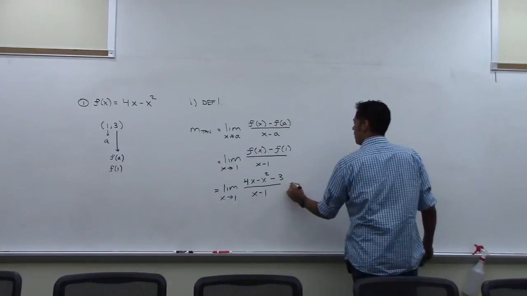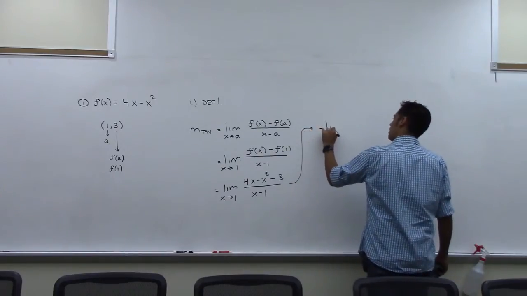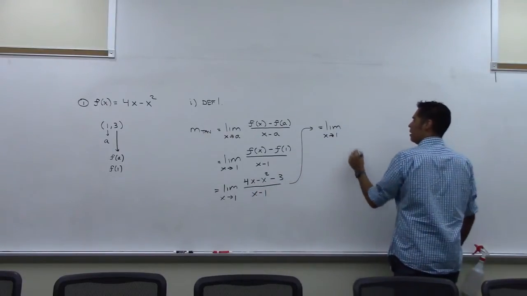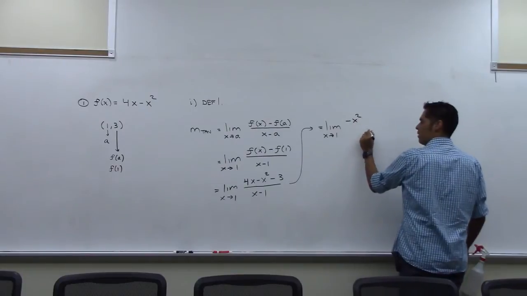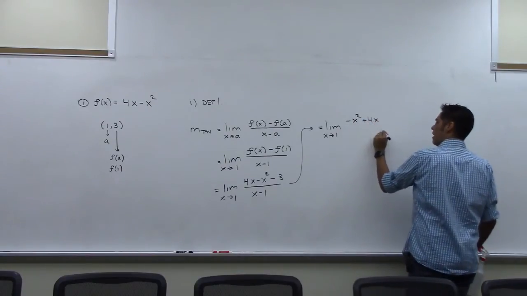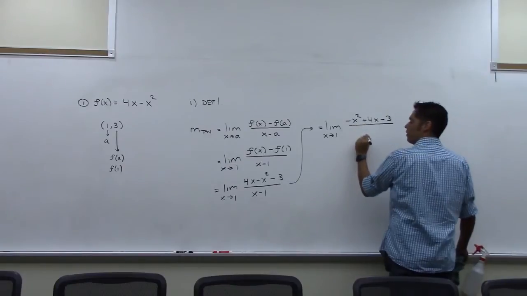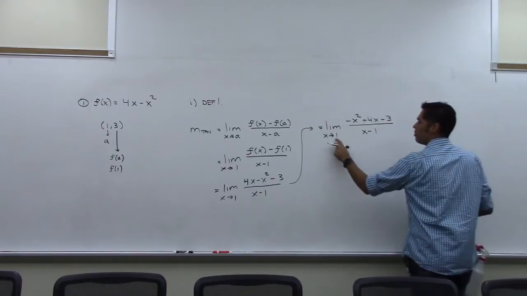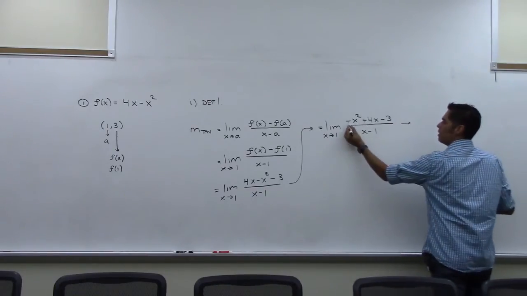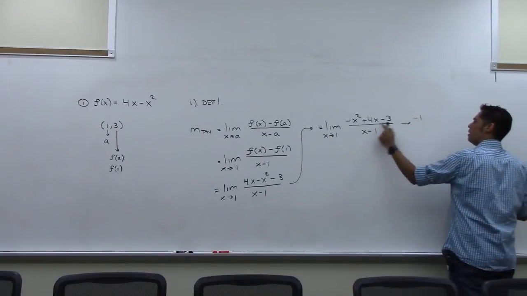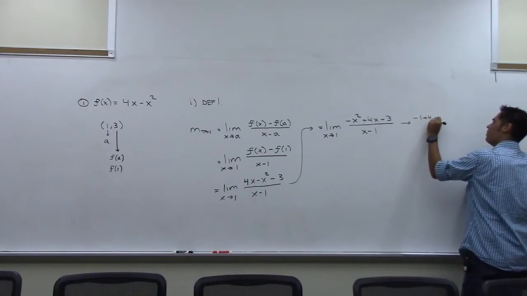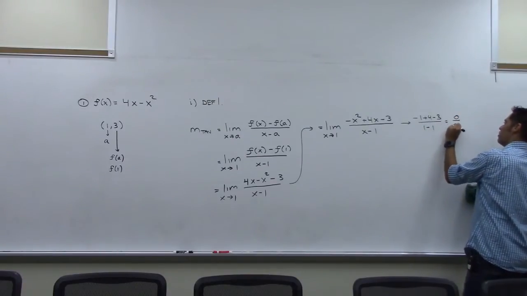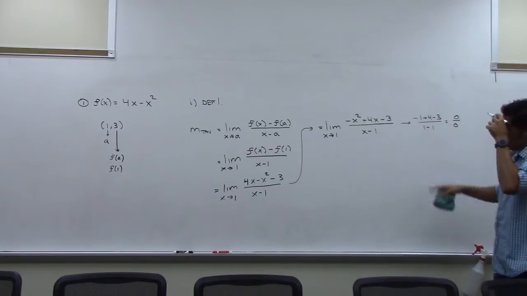I'll just clean that up a little bit. That's equal to the limit as x approaches 1. I'll just put it in descending order, negative x squared plus 4x minus 3. I don't have to do this, but I will, over x minus 1. Now we can check real quick. If we were to let x go to 1 right now, we would get negative 1 squared, which is negative 1, then plus 4, and then minus 3 over 1 minus 1. We would get a form of 0 over 0, which is bad. So we need to do some algebra now.